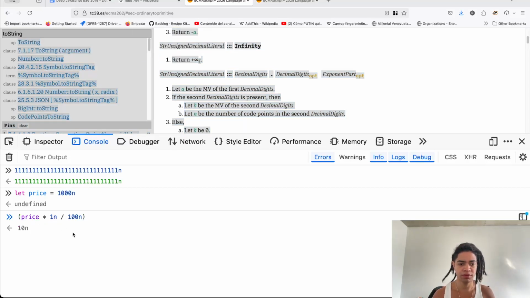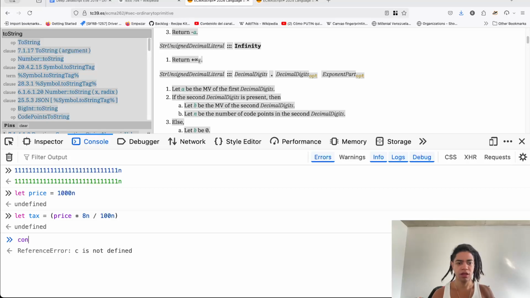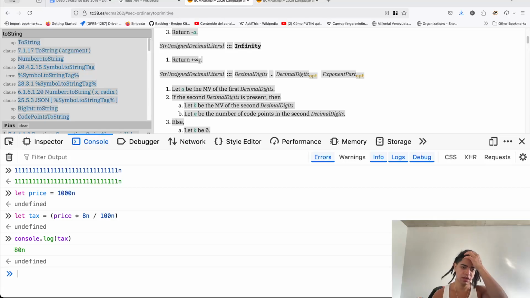But if I want to get 1%, it is this. But to get the 8% it is this. You say now, well, tax. And if you want to know what tax is, it says that this is 80 for that. But what if you say, for example, 0.5?